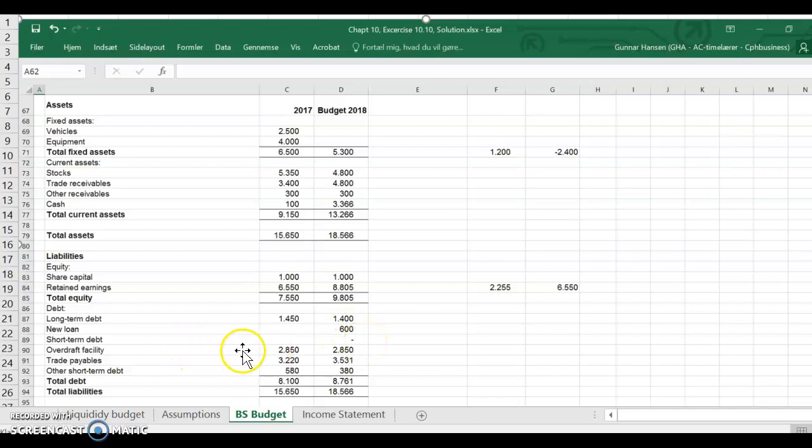Then we have overdraft facility. We haven't changed that. And then we have trade payables. It's 3,531. It's from the liquidity budget. And then we have a decrease in other short-term debt. We repaid 200, so it decreased, of course, by 200. And then we have total liabilities of 18,566. So now we have it's the same amount.